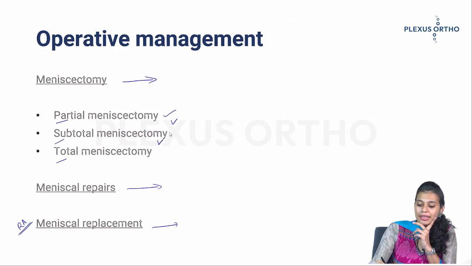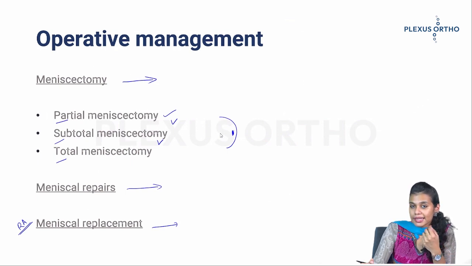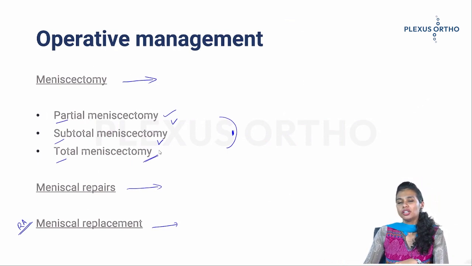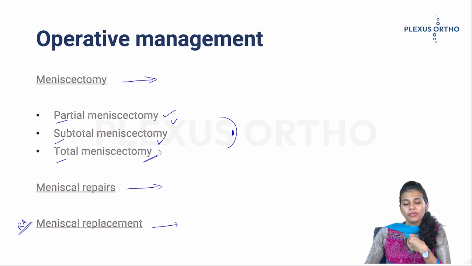In subtotal meniscectomy, you cut the meniscus till its capsular insertion, but you do not remove the whole of the meniscus. Only the part which is affected with the tear, usually a complex tear which can't be repaired, will be removed till its meniscal attachment. Next is the total meniscectomy. Total meniscectomy is almost always avoided if we have a chance to do so, where the whole menisci will be removed.